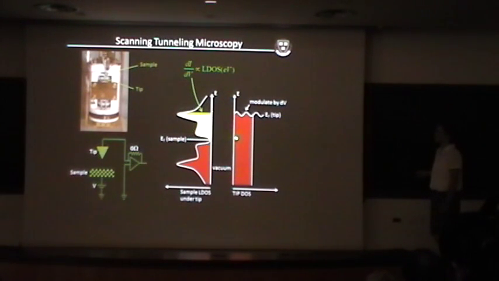And now we could also, if we wanted to, apply a negative voltage to the sample, and then we would be tunneling electrons out of the sample into the tip. So depending on the polarity of our voltage, we can access both the filled states and the empty states of the sample.